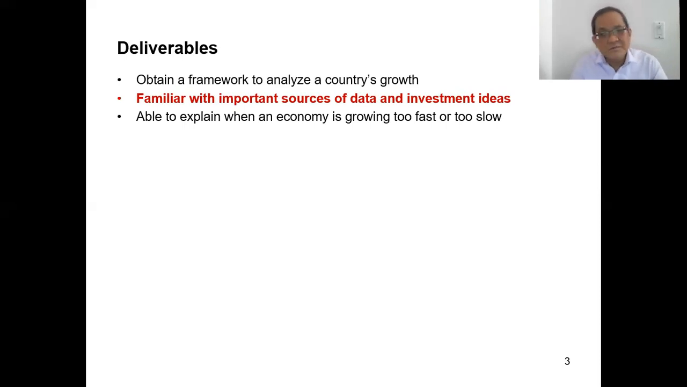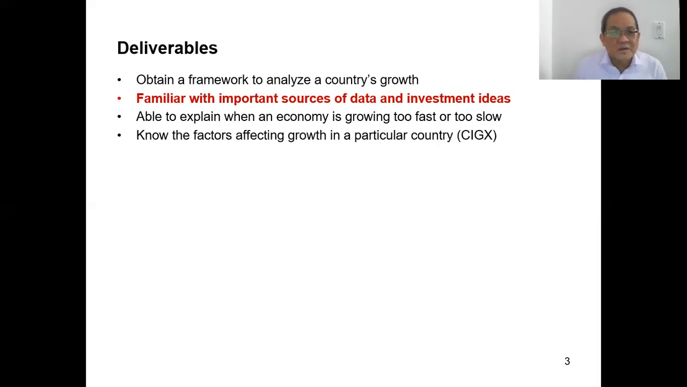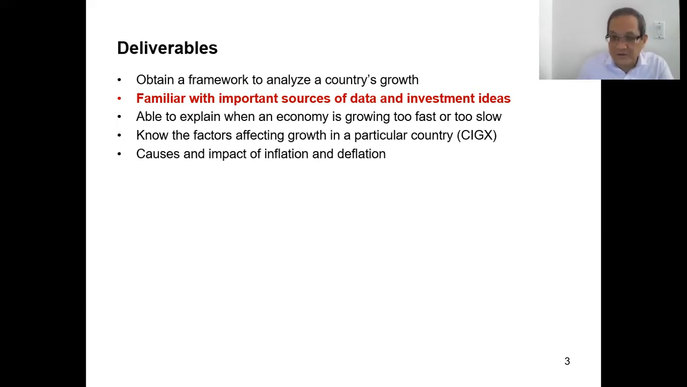So as I said just now, the objective here is to be able to explain when an economy is growing too fast or too slow, and know what are the factors affecting growth in a particular country. For this, we will use the CIGX approach: consumption, investment, government spending, and X for net export. And we also look at the causes and impact of inflation and deflation.